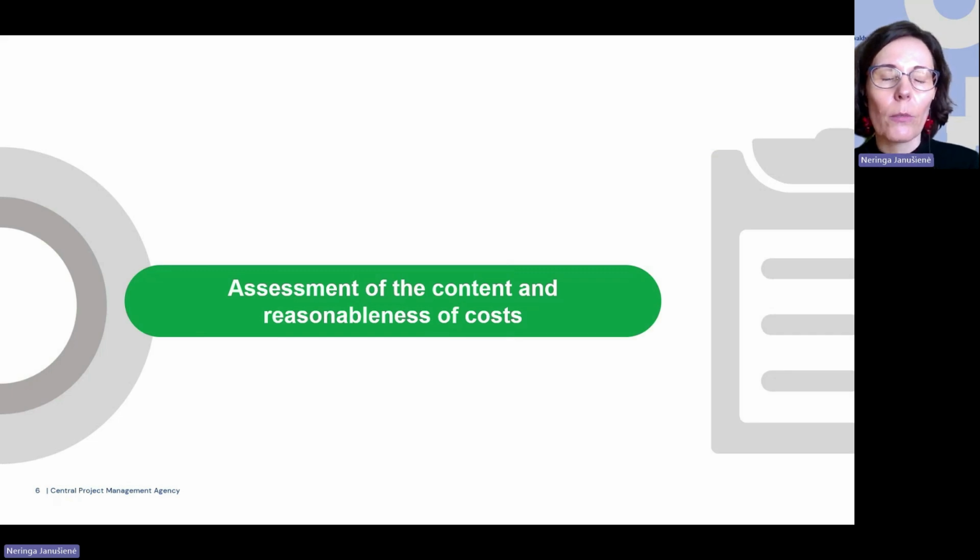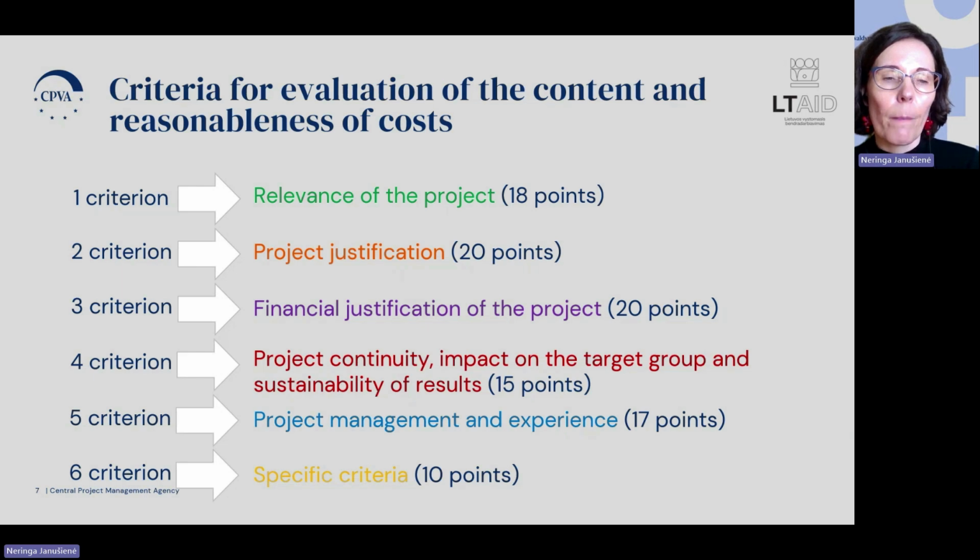What is important when assessing the content and reasonableness of costs of the project application? There are 6 criteria for evaluation: the relevance of the project, project justification, financial justification of the project, continuity, impact on the target group and sustainability of results, project management and experience, and the specific criteria. As you can see, the highest value is for project justification and financial justification of the project. The other criteria are important as well, but they have lower numbers of points.